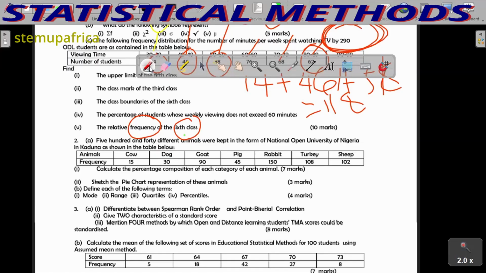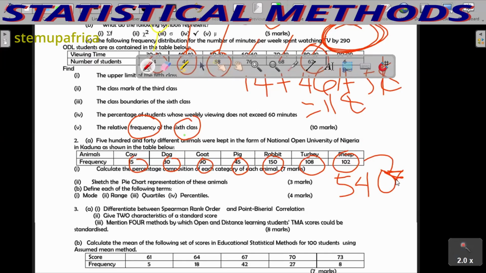So question 2, there are no questions. Let's continue. Question 2 says 540 different animals were kept in the farm of National Open University of Nigeria, Kaduna, as shown in the table below. How did they come about that 540? If you sum 15, 30, 90, 45, 150, 108, 102, it is going to give you 540. If you sum all of them together, you're going to have 540. So that's how they came about the 540.